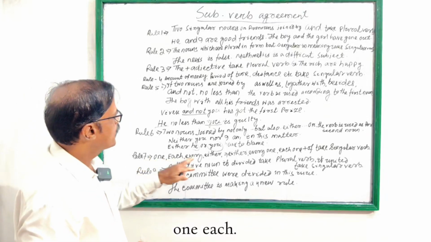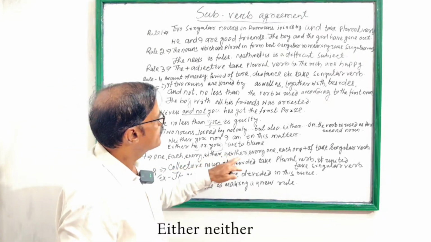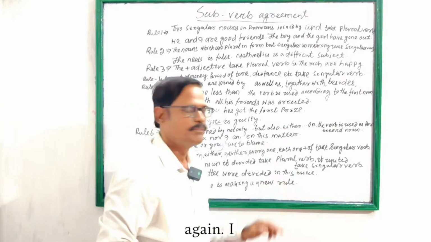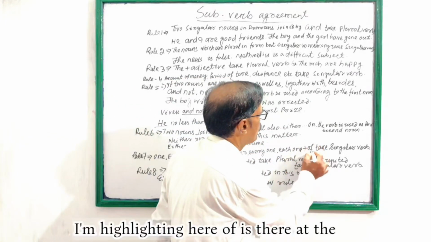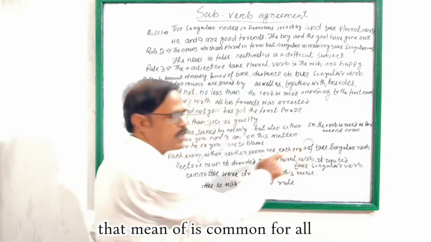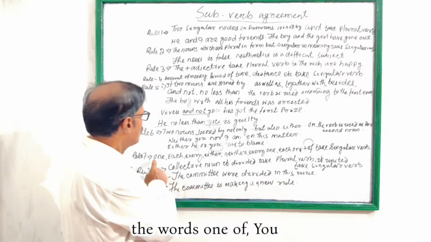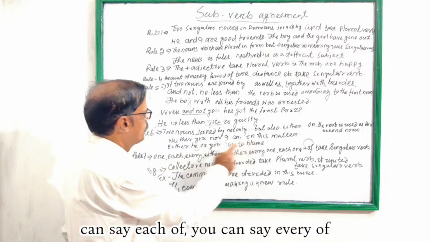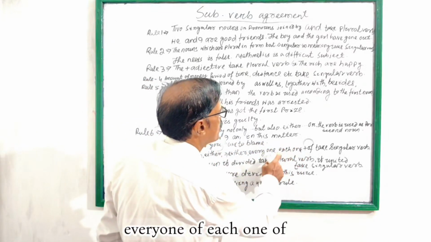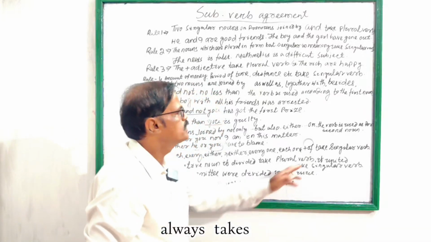One, each, every, either, neither, everyone, each one, plus 'of'. Again, I am highlighting here 'of'. At the end of each expression, there is 'of'. That means 'of' is common for all the words: one of, each of, every of, either of, neither of, everyone of, each one of. So always take the singular form.